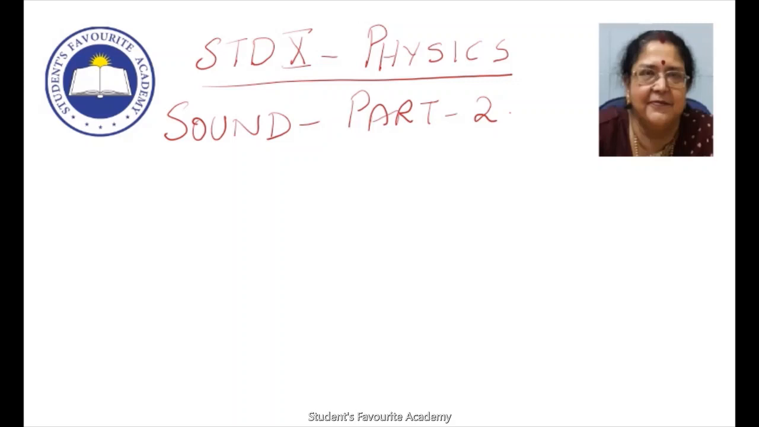Now in part 1 I have discussed echo and the determination of the speed of sound by the method of echo, that is using the formula V is equal to total distance travelled by time taken. Now we will learn about uses of echo.